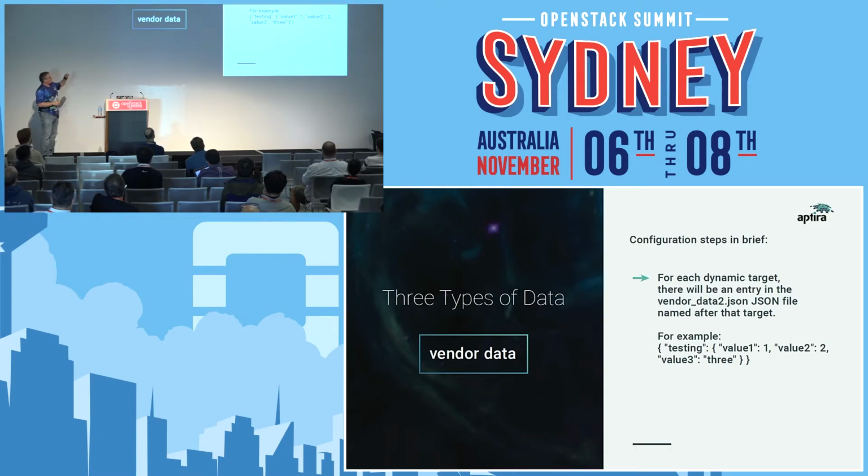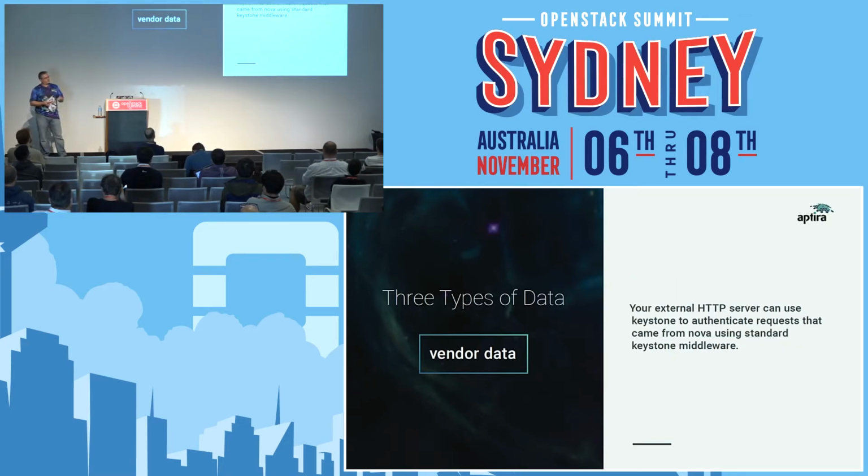And then that data gets passed through in the vendordata2.json file, which is named like this because we changed the format when we rewrote vendordata. And so my testing service returns 3 values, 1, 2, and 3, because we're exciting.